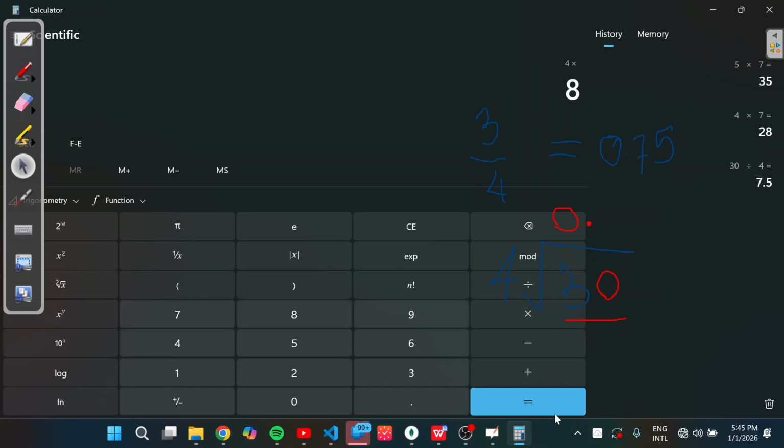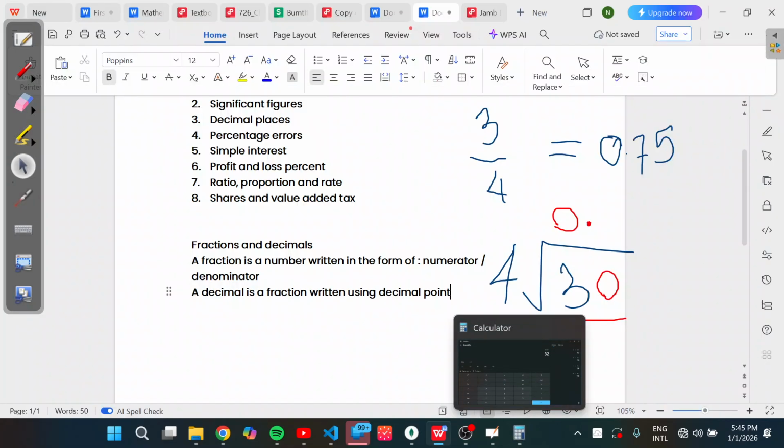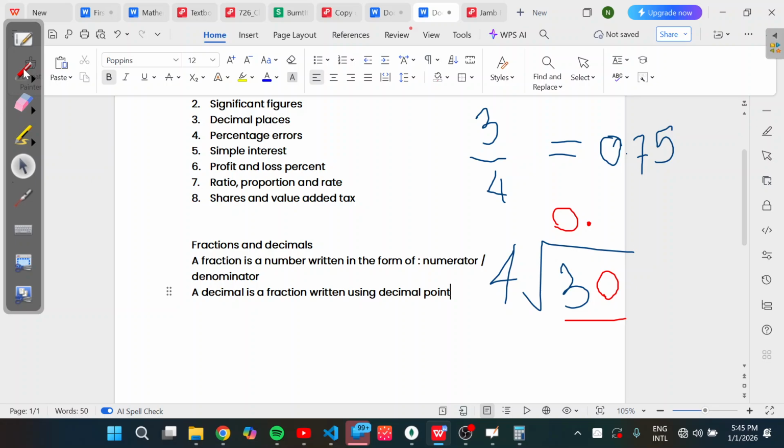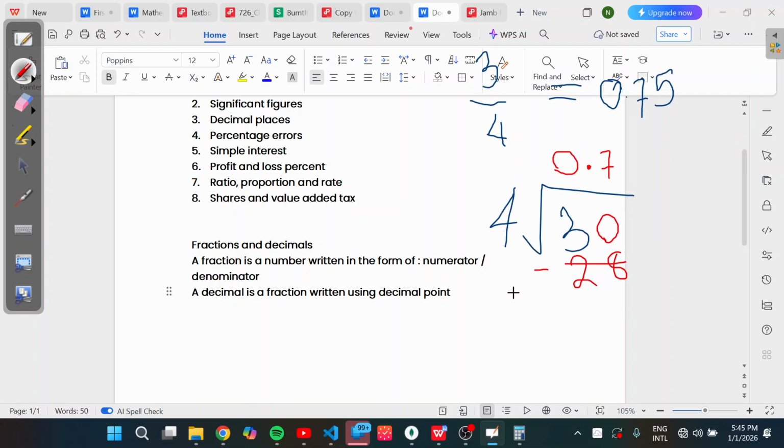4 times 8 will give you 32. So 32 is more than 30 and 28 is less than 30. So we're going to use 4 in 30 to be 7. So 4 in 30 is 7. And if we write 28 here, that's basically saying 4 times 7, which will give 28. And we subtract it, we're going to have 2.